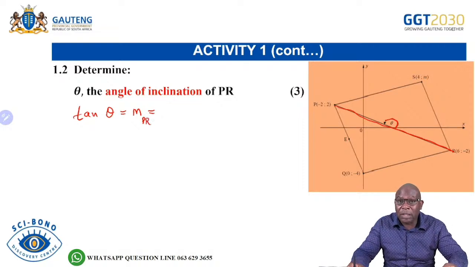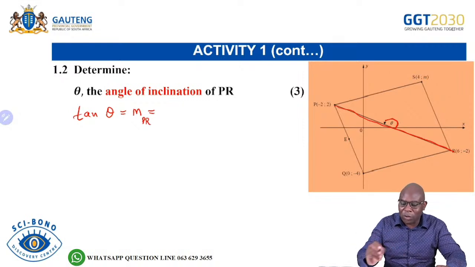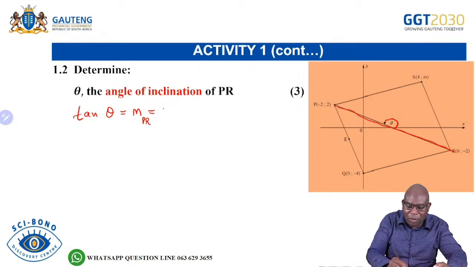So the tangent of theta equals m, the gradient of PR. And why the gradient? Because remember, tangent uses the y value over the x value. In trigonometry, it is the changing y over the changing x for tangent. So that's why we use the gradient. The gradient that we got is -1/2.